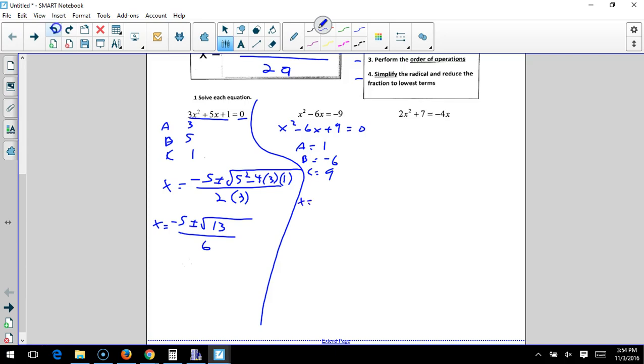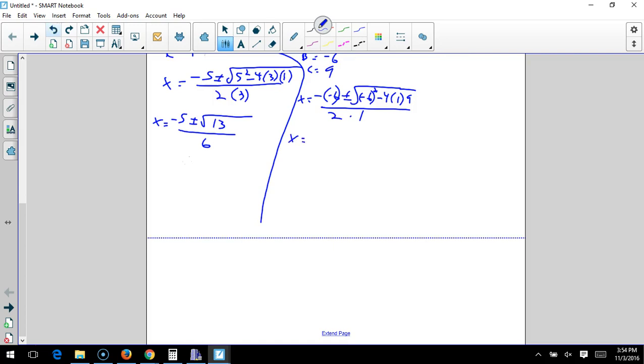X is equal to the opposite of B. Now, that doesn't mean negative 6. It means the opposite of whatever B is. And since it was negative, it's going to become positive. Opposite B plus or minus the square root of B, careful, B squared minus 4 times A times C all over 2 times A.